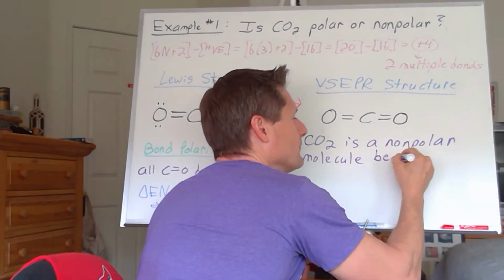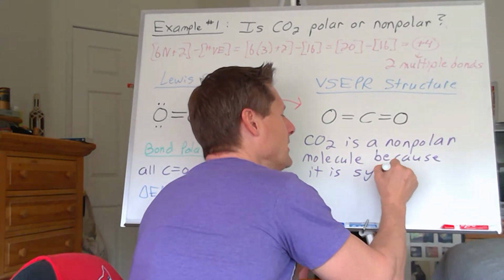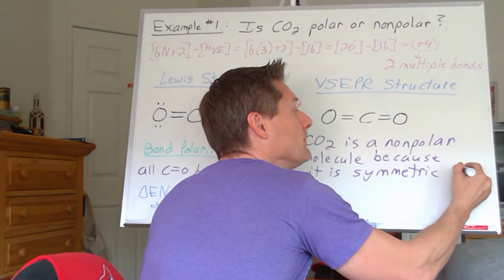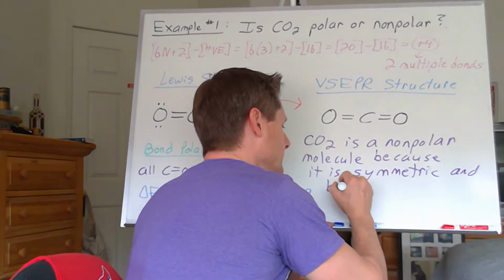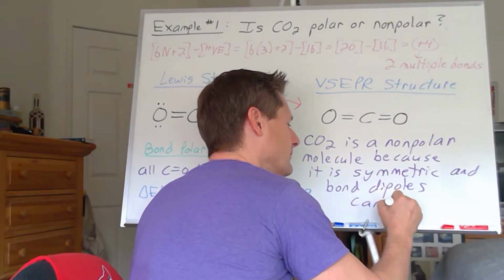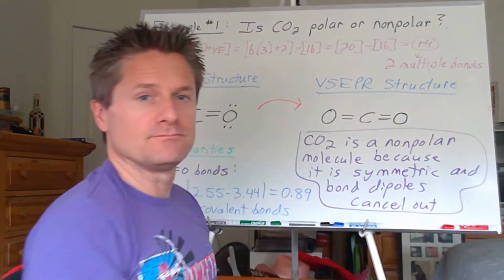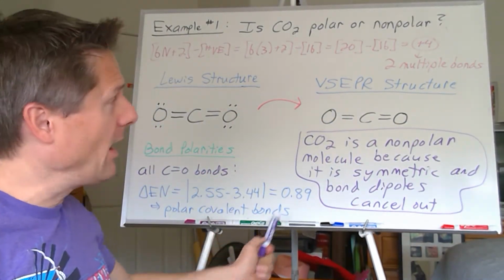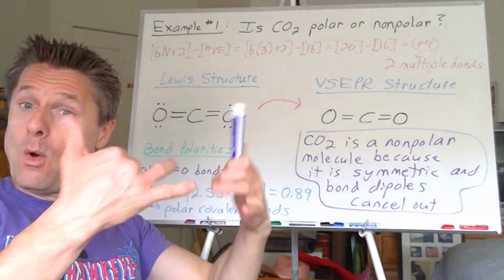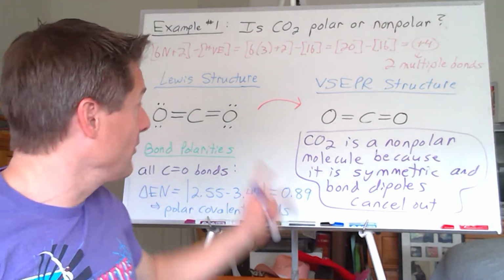Because it is symmetric. Ooh, I felt my shoulder start popping out there. And the bond dipoles cancel. Because it's got polar bonds, but they cancel out. That is how I would answer that question. Right? You proved it has polar bonds. You proved it's symmetric. Therefore, they cancel out. So CO2 is a non-polar molecule. Wada bing, wada boom.